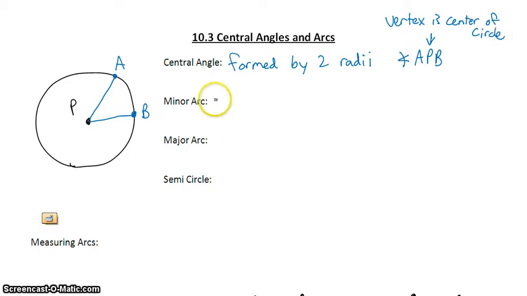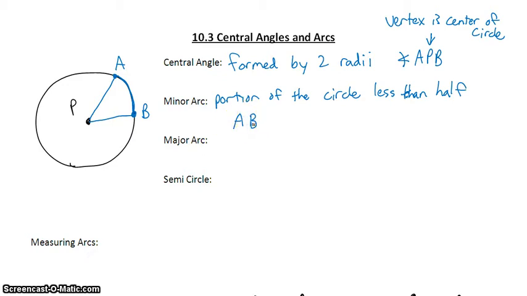A minor arc is a portion of the circle. Since it's a minor arc, it's the portion of a circle that is less than half. The notation for a minor arc: we start at point A and we end at point B. And instead of drawing in a line segment from A to B, we're going to draw in the arc from A to B.